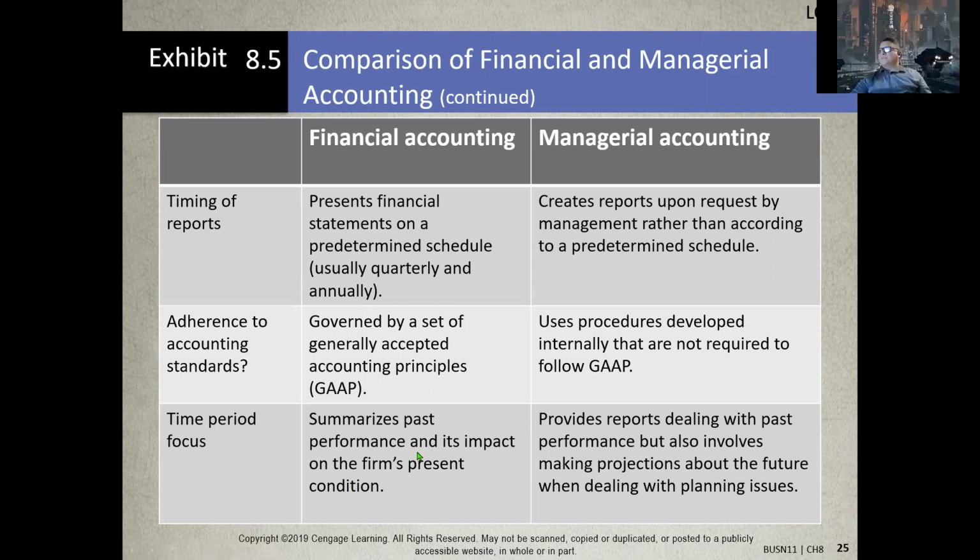And then time period focus. Financial accounting summarizes past performance and its impact on the firm's present condition. It provides reports dealing with past performance. Managerial accounting provides reports dealing with past performance, but also involves making projections about the future when dealing with planning issues. So that's all internal stuff.